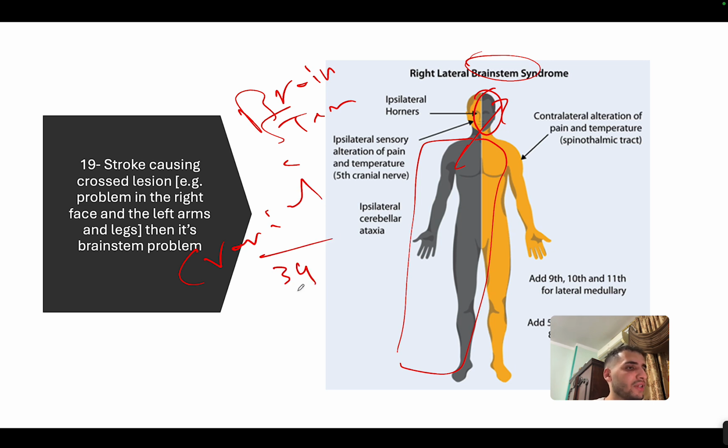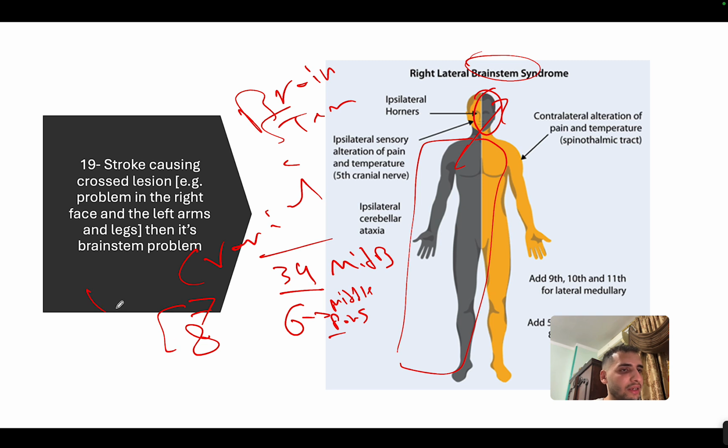If you are talking about cranial nerve 3 and 4, you are in the midbrain. If you are talking about cranial nerve 6, then you are in the middle pons, or medial pons. If you are talking about cranial nerve 7 and 8, then you are in the lateral pons.